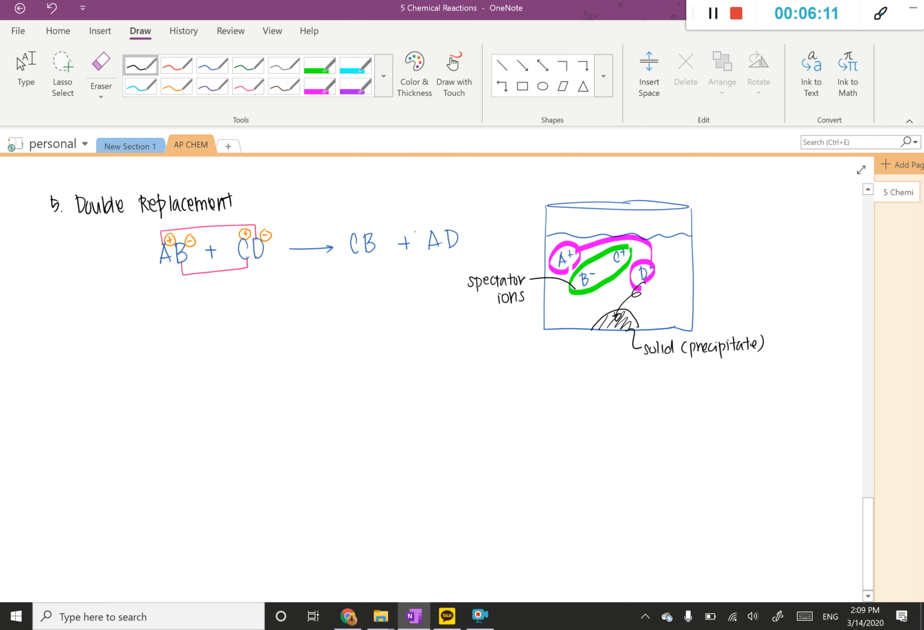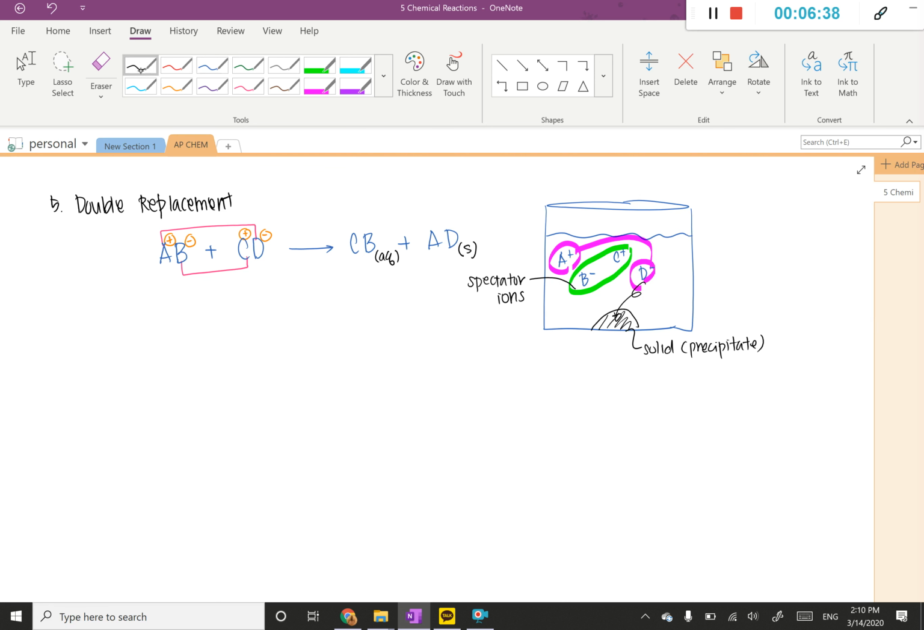So in this scenario, double replacement will be a precipitate type of reaction, okay? Now, how do you know which one gets married and which one becomes a spectator? So in this sense, we said that this was the solid and these are going to be the spectators because they're still roaming around in the solution. Like, how do you know A and D is going to become the precipitate?